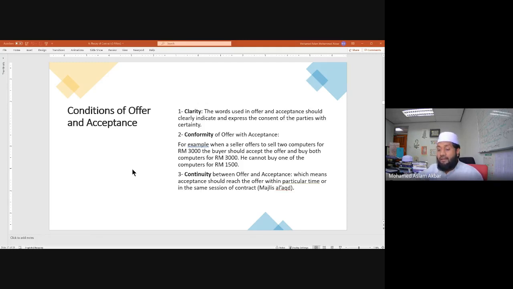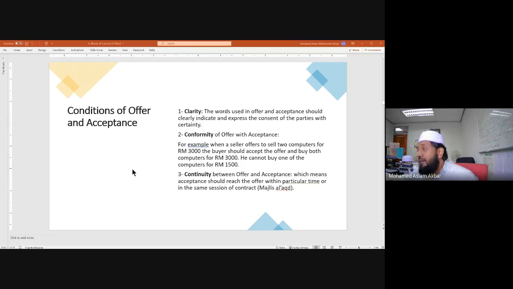Conformity is clearly there. It has to be there. If you buy two, it's 30 ringgit. Sorry, if you buy two, it's 60 ringgit. So this is where the computer example applies as well. 3,000 for two computers, but for one computer, not necessarily it has to be 1,500. This is what we call conformity.